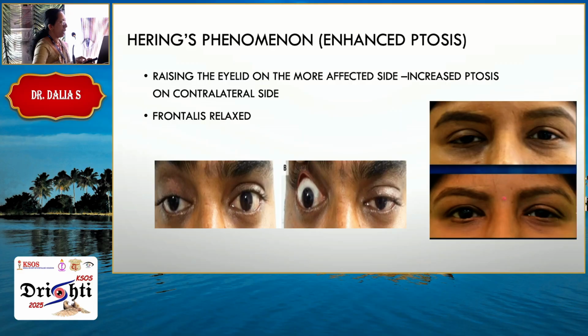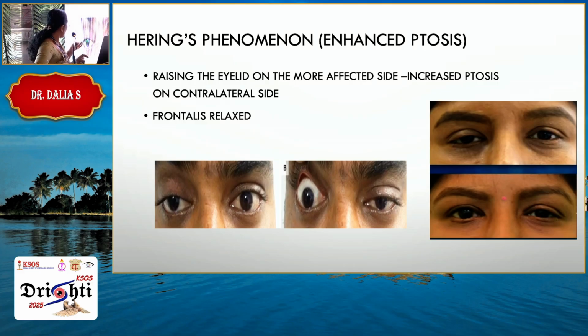Hering's phenomenon, or enhanced ptosis, can usually be elicited in cases of asymmetrical ptosis. In this you can see that there is an increase in ptosis in the right eye. It is an asymmetric ptosis. When you lift the eyelid on the right side, you can see there is drooping on the other contralateral side. So this always has to be elicited, and the patient has to be told about the possible need for ptosis surgery in the other eye when you take these patients for surgical procedures.